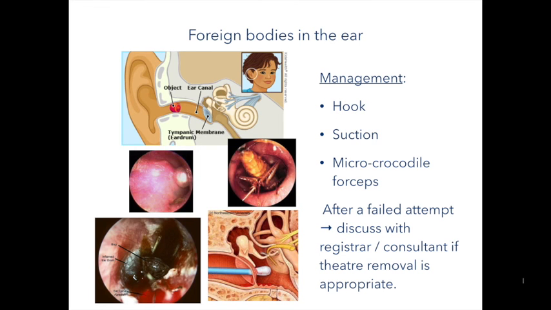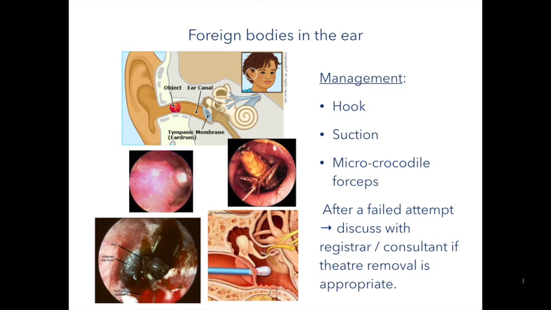All right, and then finally, my favorite, foreign bodies in the ear. Particularly in a child, but sometimes also hearing aids, or just randomly if a bug crawls into your ear, there are various methods for removing that foreign object. You can use a hook, you can use suction, or microcrocodile forceps. In the case of insects, if they're still moving around, the patient's likely to be very distressed. A good move is to drown the insects with saline and then pull them out.